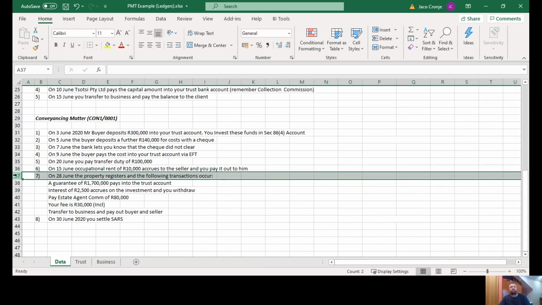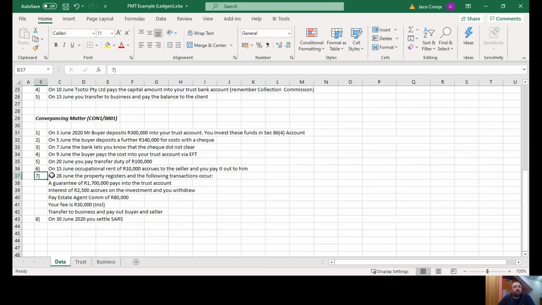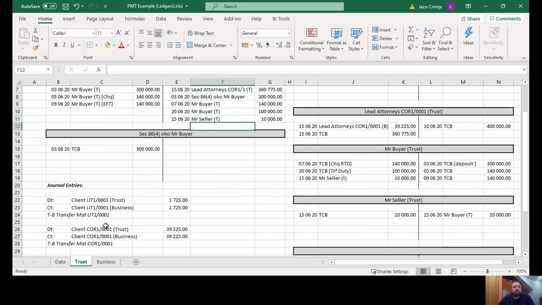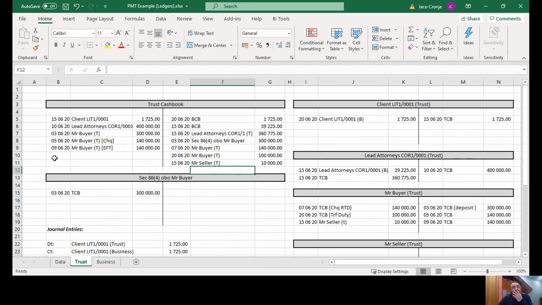Okay, then we move on to transaction number 7. Now this one's a mouthful, so we've got to basically just break it up into individual transactions. On the 28th of June, the property registers and the following transactions occur. A guarantee of 1.7 million pays out into the trust. Is there a flow of cash for that? Yes, definitely. That's on the 28th of June.